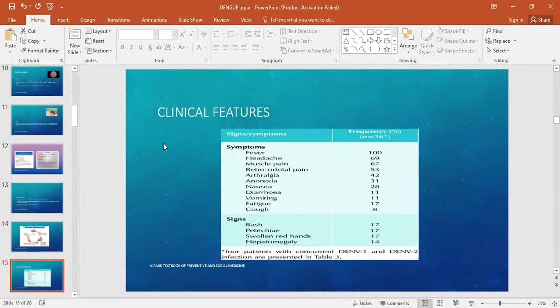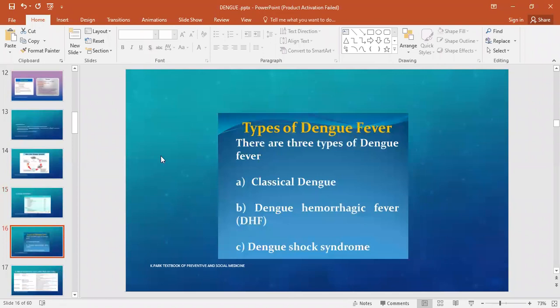These are the clinical features seen in a patient with dengue fever, and the most common is fever, with a frequency of almost 100%, along with headache, muscle pain, retroorbital pain, arthralgia, anorexia, nausea, diarrhea, vomiting, fatigue, and cough. The signs are rash, fatigue, swollen red hands, and hepatomegaly, and these are the frequencies of these signs and symptoms. There are three types of dengue fever: classic dengue, dengue hemorrhagic fever, and dengue shock syndrome. The rarest one is dengue shock syndrome.